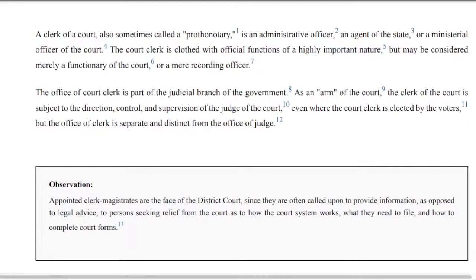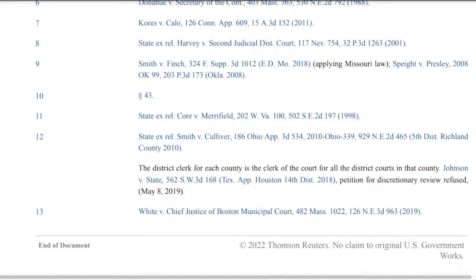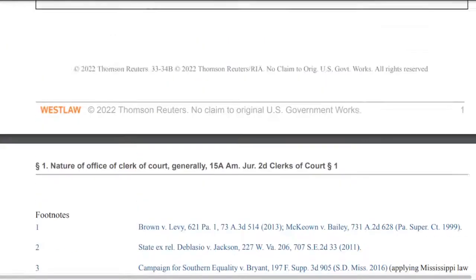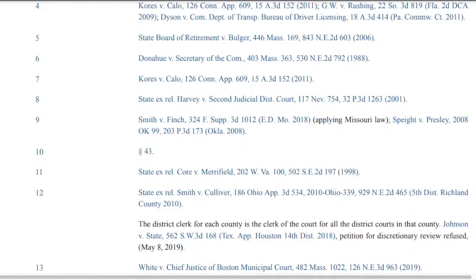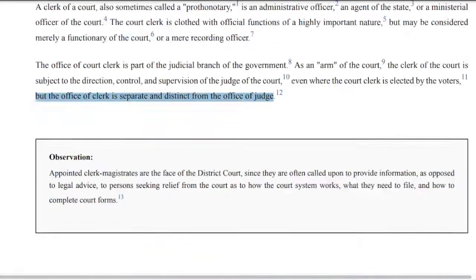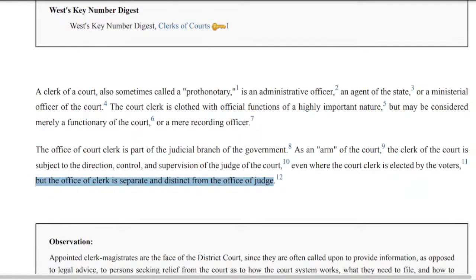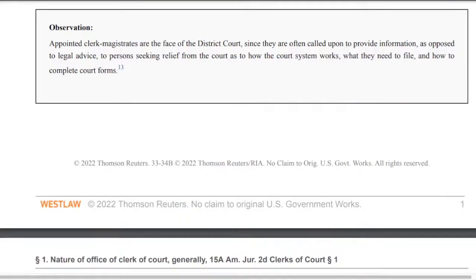The clerk of the court is subject to direction, control, and supervision of the judge of the court, even when the clerk is elected by the voters. So that's 10 and 11. Here we have 10 is looking at Section 43, which we'll get to later, and 11 is State versus Merrifield, West Virginia, 1998. And the last one was the office of clerk is separate and distinct from the office of judge, and that distinction should be found in this case here in Ohio, 2010. So, wow, pretty current stuff. The clerk is popular in recent years.